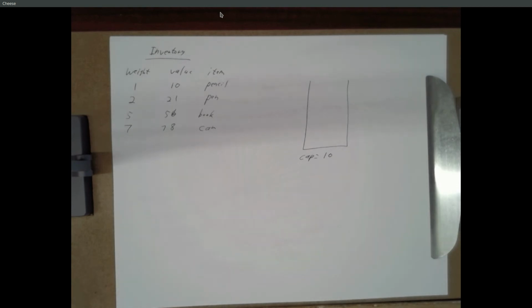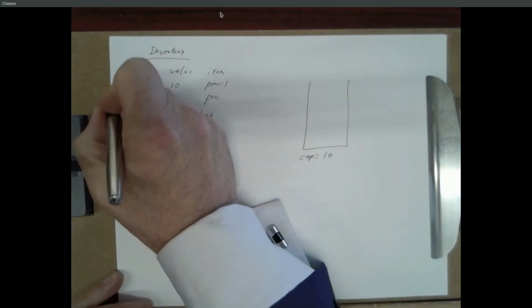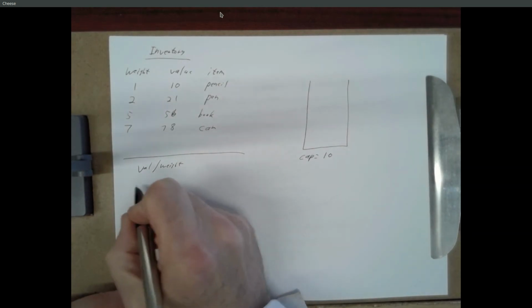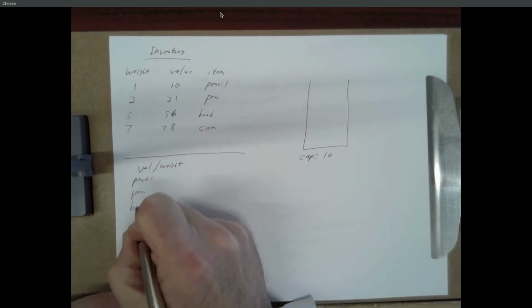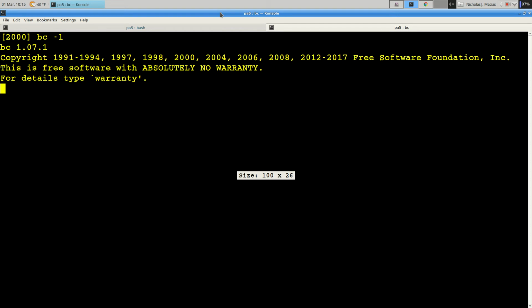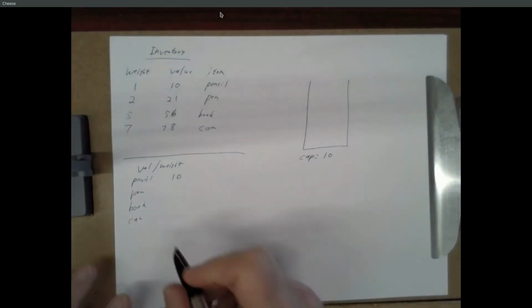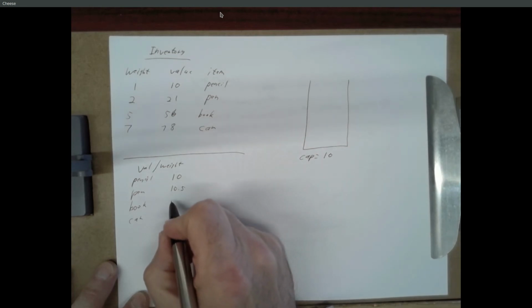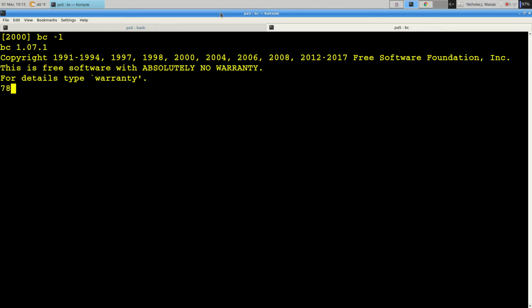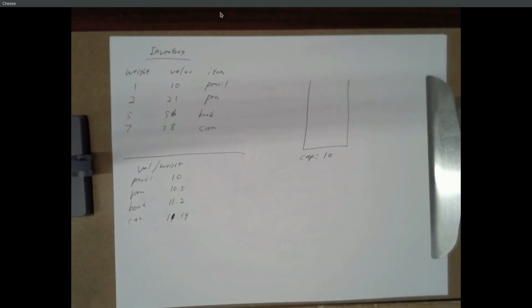We can organize by value per weight. Okay, let's look at value per weight: pencil, pen, book, car. All right. So weight of 1, value of 10, that's got a value per weight of 10. Value of 21, weight of 2, that's 10.5. 56 and 5, that's 11.2, and 78 and 7 is, I think, 10.14. Might be 11.14. So slightly less than the book. 56 over 5, 11.2, 21 over 2, 10.5. All right, so there's our value per weight chart.